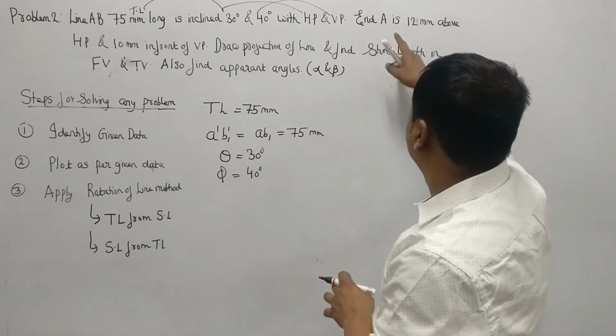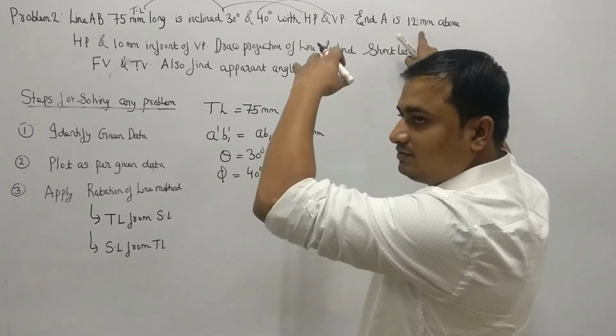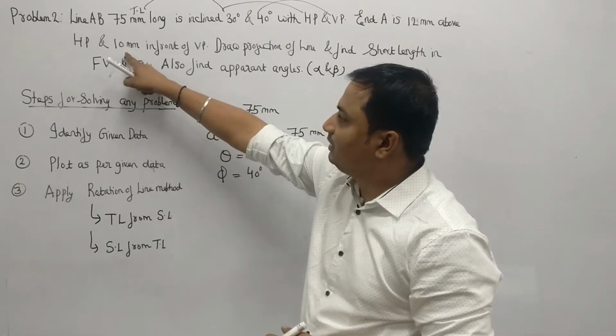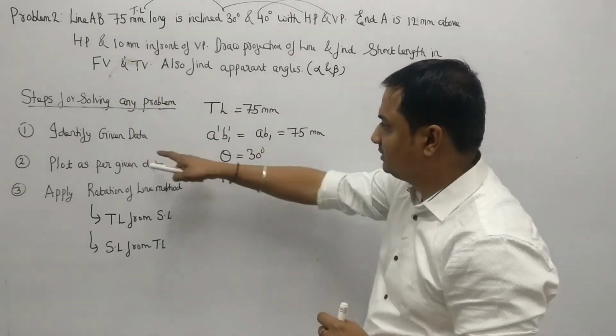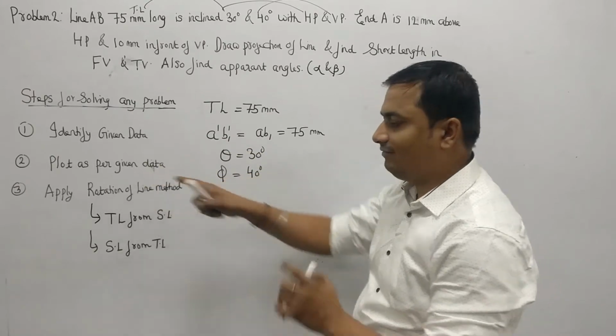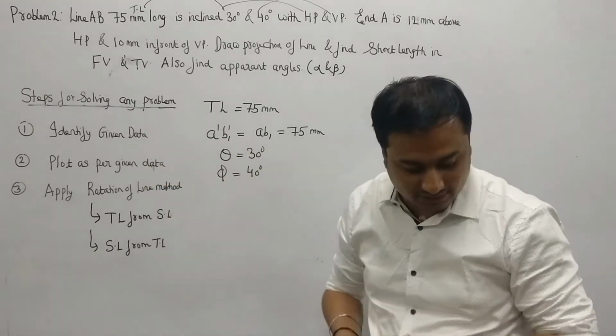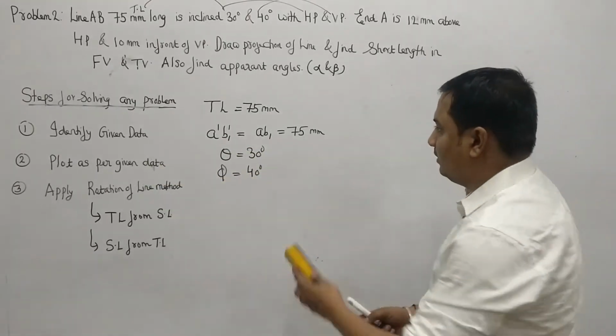Apart from this, it is given that A dash is 12 mm above XY and A is 10 mm below XY. So the data given to us are the true length, theta and phi. This is our first step. Second, we have to plot as per the given data. So let's plot as per our given data.